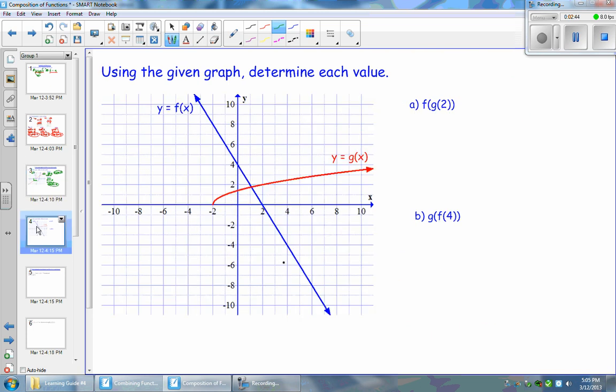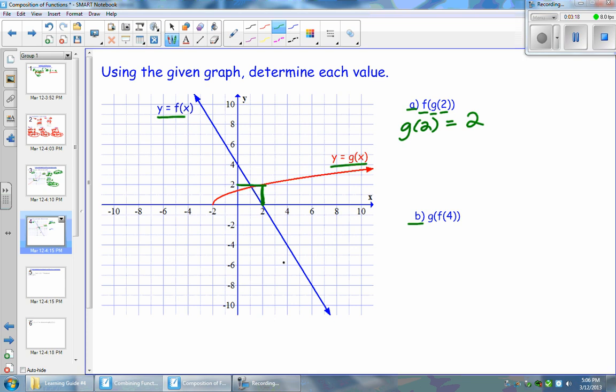Let's take a look at another set of graphs here. We have a blue linear graph, and we have a red radical function. Once again, we have two different compositions to evaluate. Let's take a look at part A. We want to find the value of f of g of positive 2. You're going to evaluate the inside function, which is g of 2. We're looking at the red curve here. X is equal to 2 is right there. The corresponding y value on that red graph is equal to positive 2.